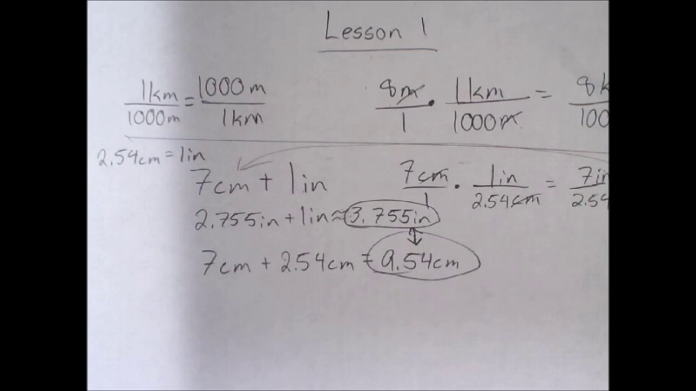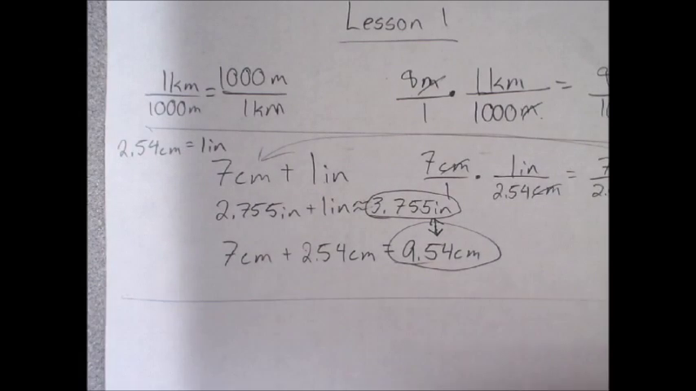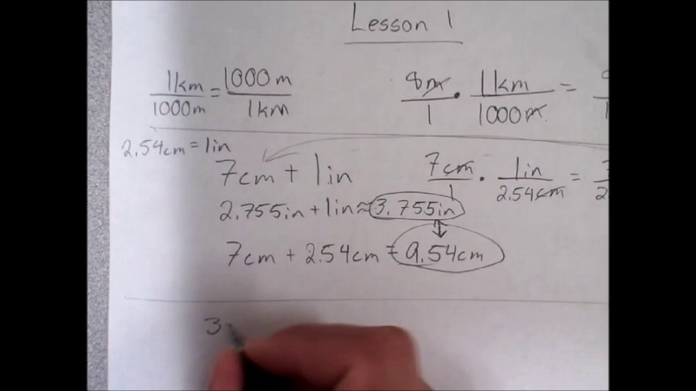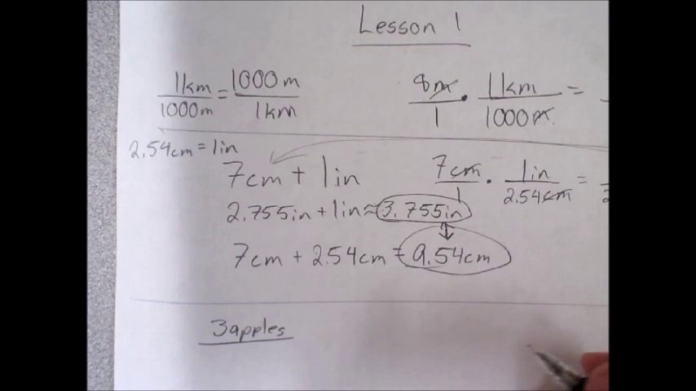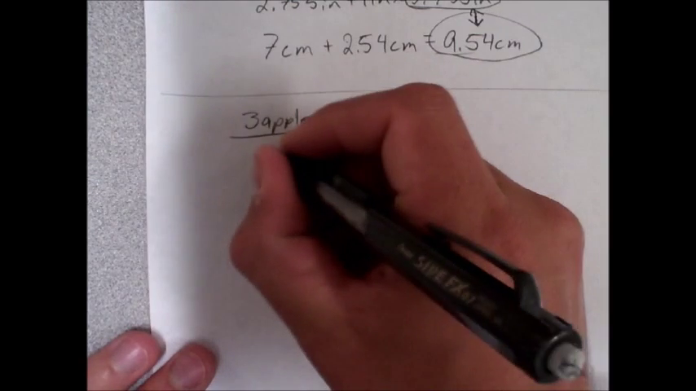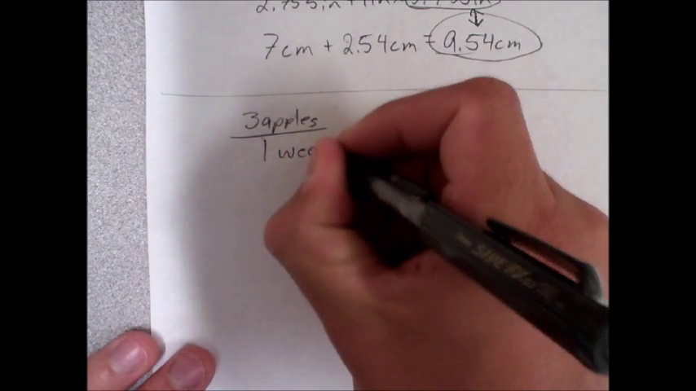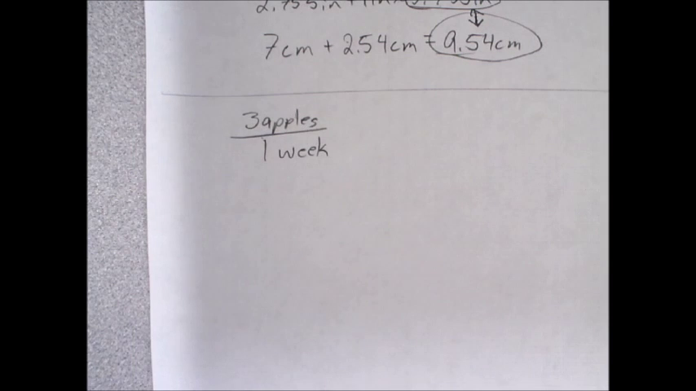Alright, the next one. Suppose you eat 3 apples per week. So I'm going to go ahead and write that down as I'm reading it. 3 apples. Remember per is that division sign right there? Per week. 1 week, right? Alright, so I wrote it down as I read it. How long does it take you to eat a bag of 12 apples? The answer would be in some unit of time. Can you solve this by multiplying 2 quantities?